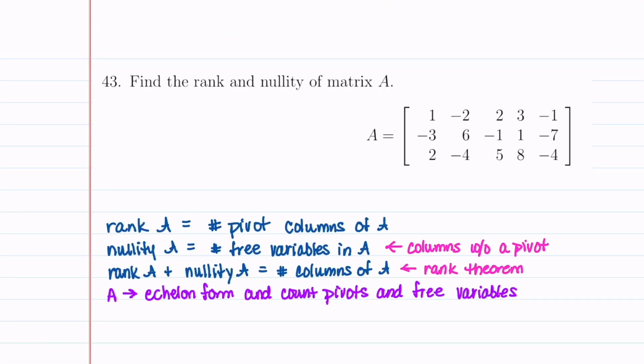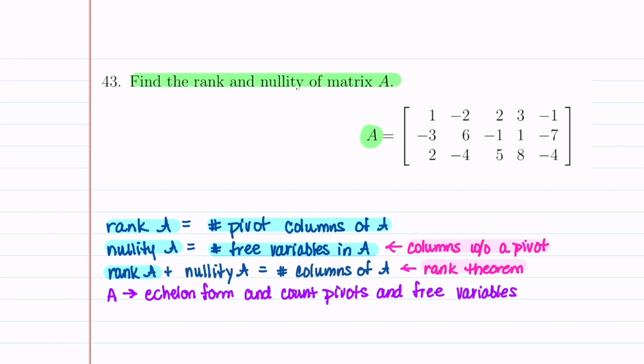In this problem, we're asked to find the rank and nullity of a matrix A. Let's start by looking at some definitions. The rank of a matrix is the number of pivot columns in that matrix. The nullity of a matrix is the number of free variables in a matrix, and that's just the number of columns without a pivot.